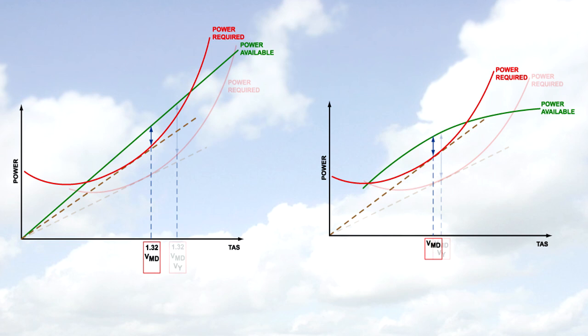However, the important effect here is that the speed for maximum excess power is no longer the same. It's now lower. So, with the undercarriage and/or flaps deployed, the rate of climb is decreased, and Vy is decreased.